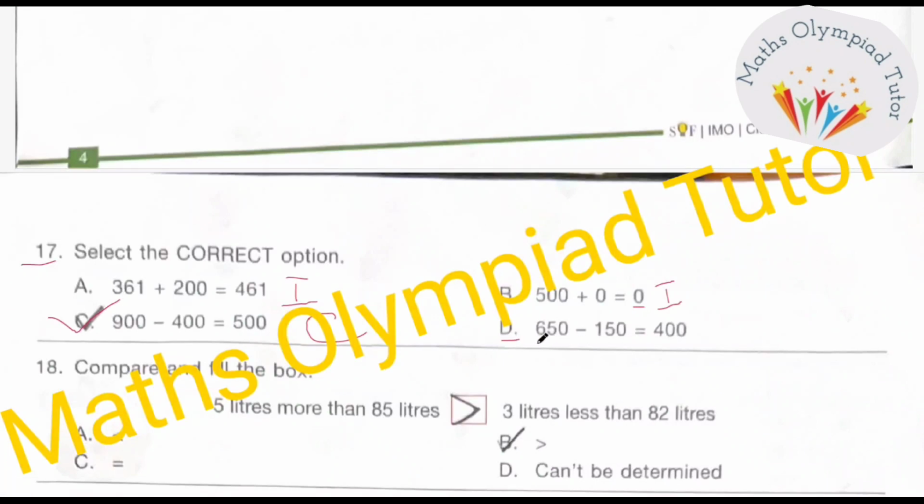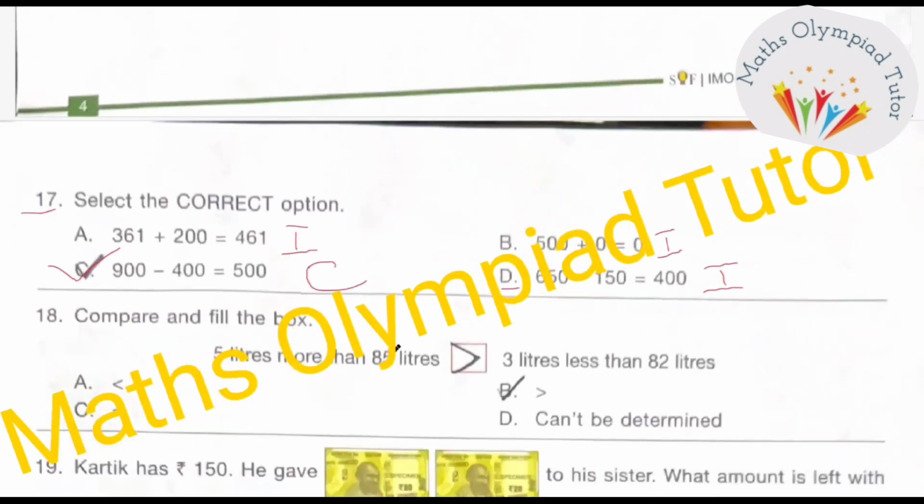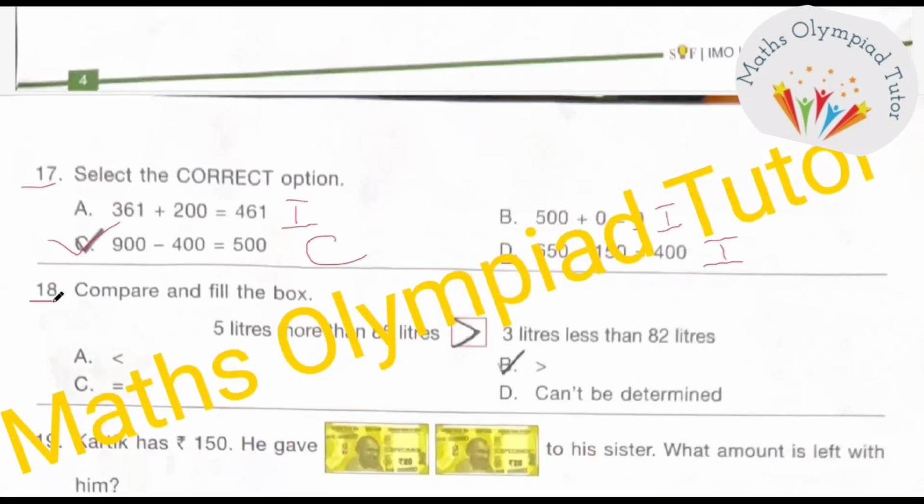And D also we should check. 650 minus 150. That is not 400. We cannot select this. This is an incorrect answer here. That is 500, not 400. So we should not select this. So we should select option C. That is 900 minus 400 is equal to 500.